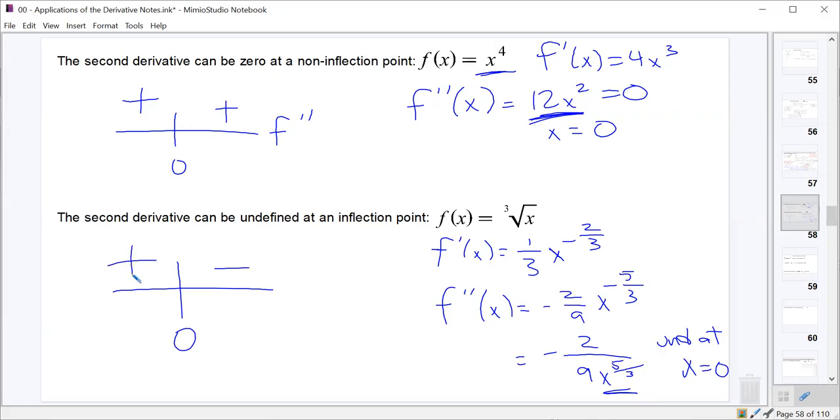So it's very important to make sure you also look for when the second derivative is undefined when you're checking for points of inflection. And don't forget to always make the sign chart just to confirm that it does change signs. Don't just say a place where the second derivative is 0 or undefined is guaranteed to be a point of inflection.